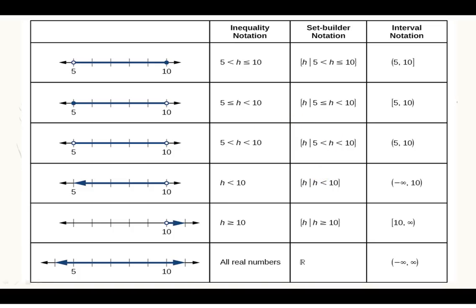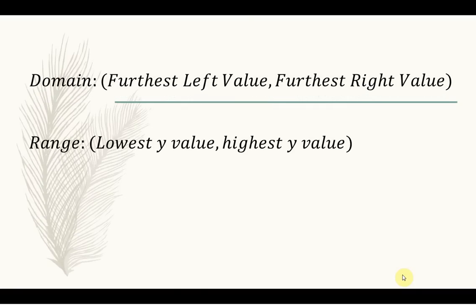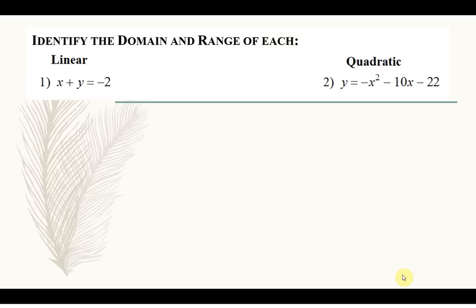I do want to include that you should always go from smallest to largest. Some of you have been switching positive infinity to negative infinity. Left to right, small to large. So, domain: furthest left value to the furthest right value. Range: lowest y value to the highest y value.